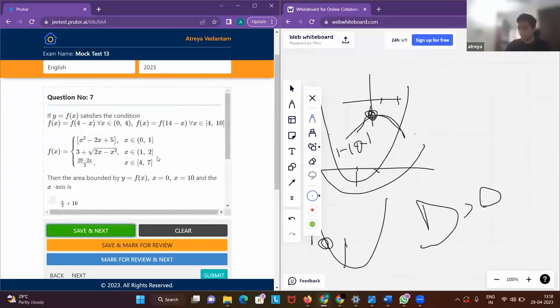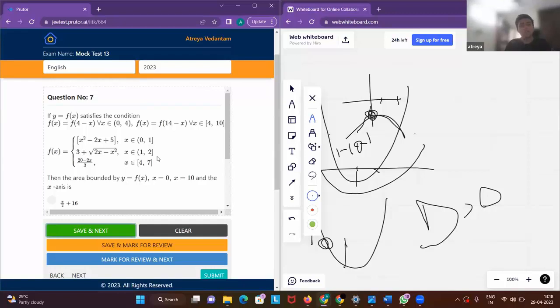Okay, next, if y is equal to f of x satisfies the condition f of x equal to f of 4 minus x between 0 and 4, and f of x is equal to f of 14 minus x, where f of x is given to be some piecewise defined function, then what is the area bounded between x equal to 0 and 10 and the x-axis? Okay. So first we draw the graph.